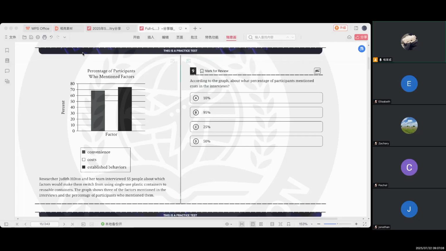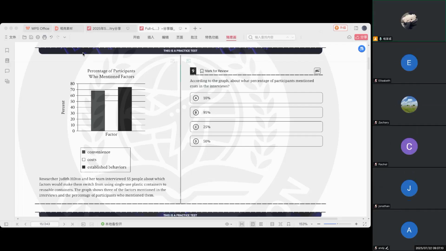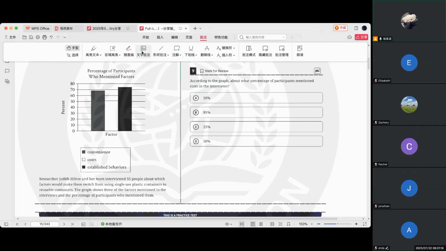So I think everyone got the right answer. The right answer is D. For a routine module data evidence question, the question usually won't be too hard. You just need to look for the corresponding information.